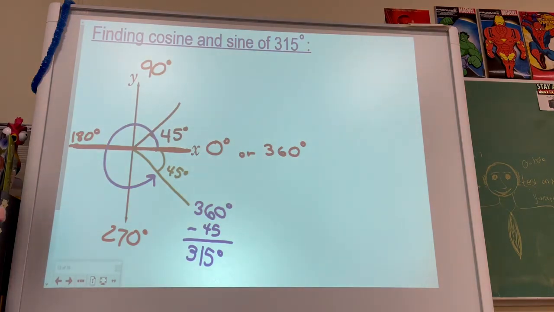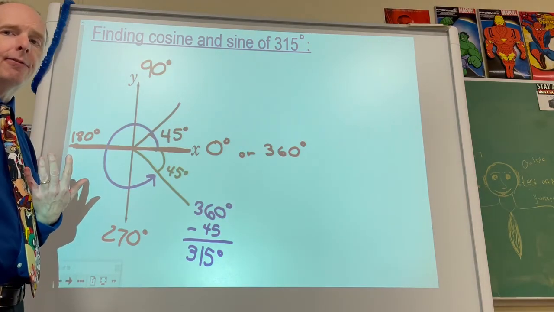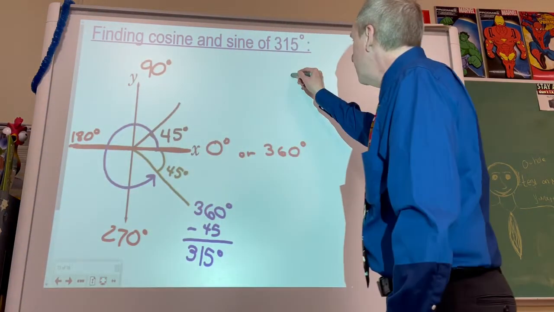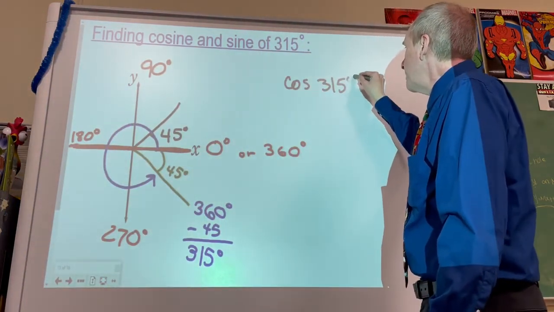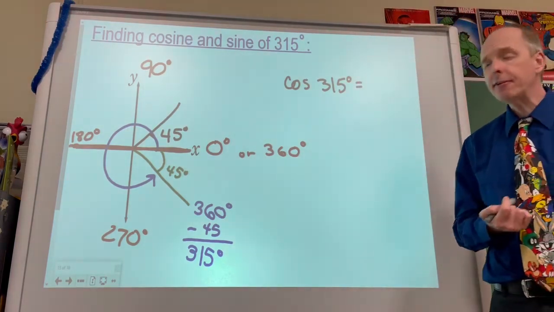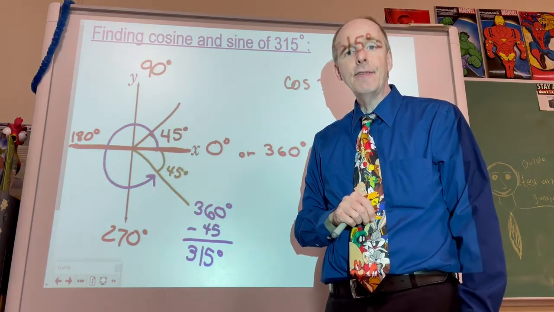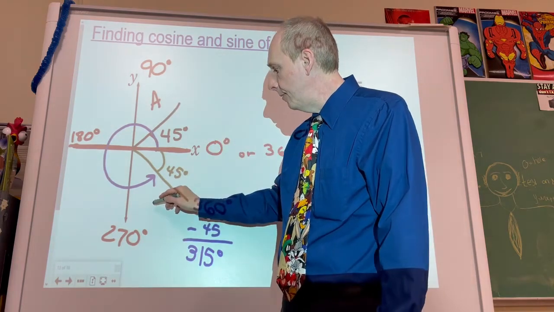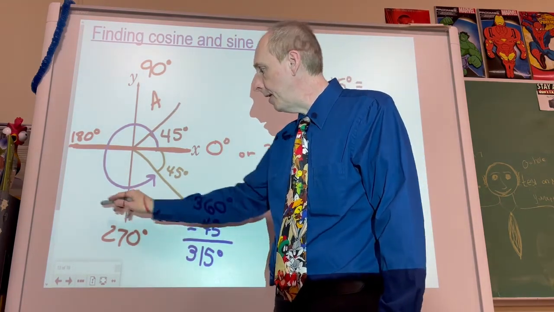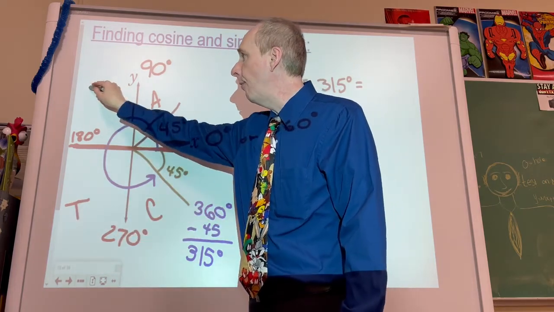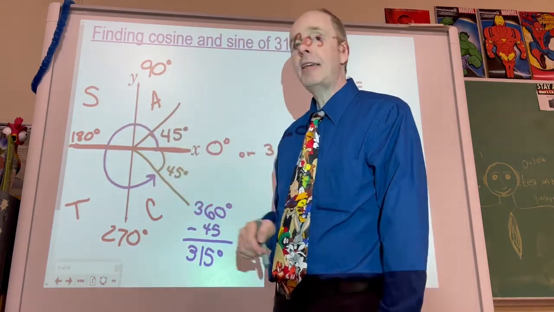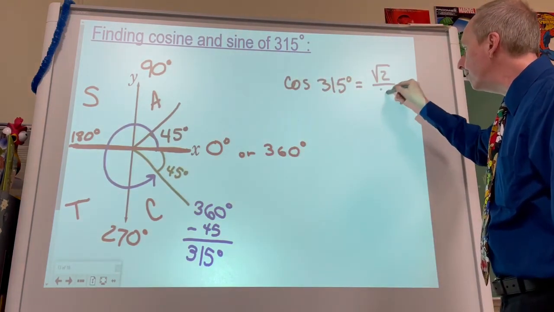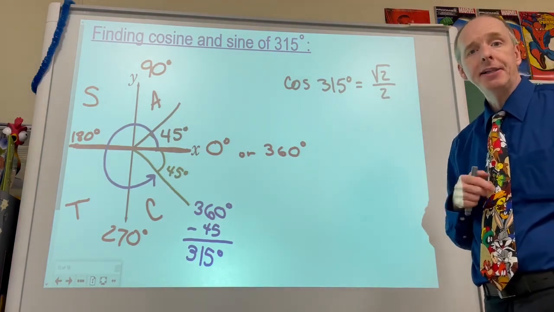Why do we worry about the reference angle? Because I don't want to have to learn a different value for cosine and sine of 315 degrees. I want to be able to say that the cosine of 315 degrees is the same thing as cosine of 45 degrees, but is it positive or negative? That's where those quadrants come into play. Remember, we have all are positive, only cosine's positive, only tangent's positive, only sine's positive. Our ACTs. So we get the same answers over and over again. We get radical 2 over 2. We just have to worry about, is it positive or negative?